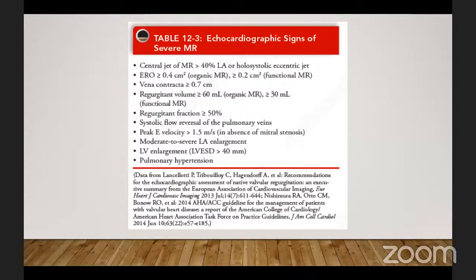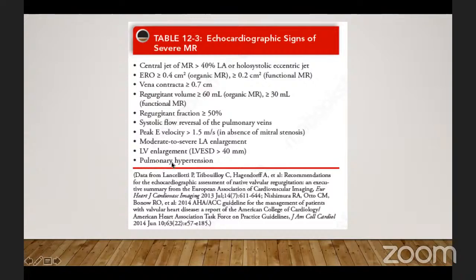This is the indication of severity: an effective regurgitant orifice area of more than 0.4 in case of organic disease, or more than 0.2 in functional MR, or a regurgitant volume of more than 60 ml in organic, or 30 ml in functional MR. This is an indication of severe MR that needs repair. Another value is the regurgitant fraction, which is more than 50%, and other supportive parameters: pulmonary hypertension and enlargement of the LV.